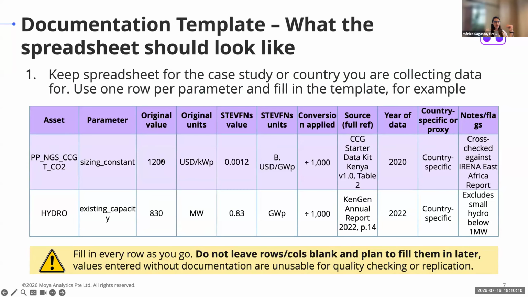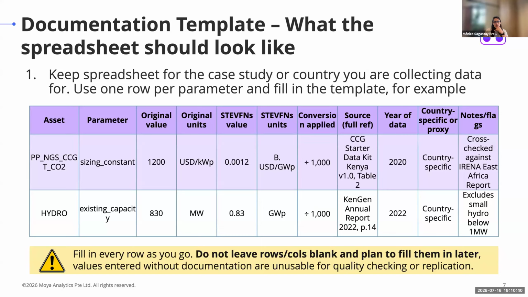We have the value that we saw in the literature. For example, if we find this in the report, it was reported in dollars per kilowatt peak. But we know that Steven's units are $1 billion per gigawatt peak, so we need to convert that. So that's the Steven value. And we have an additional column for what conversion was applied. This is to keep very standardized and methodical documentation of where things are coming from.